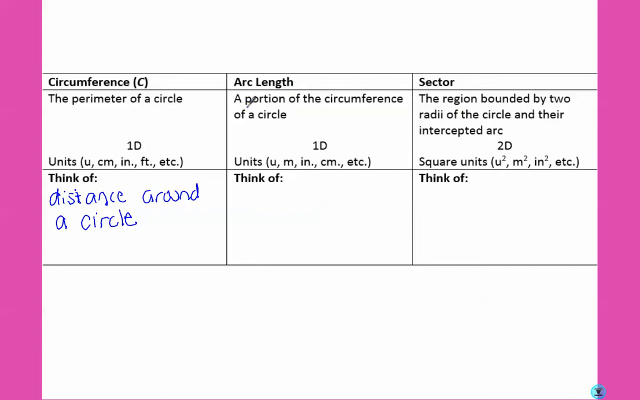Arc length is a portion of the circumference. It's not the same thing. So if you wanted to think about it, it's got a circle all the way around, and we just want one little piece of an arc. So it would be like the length of a crust of a slice of pizza.